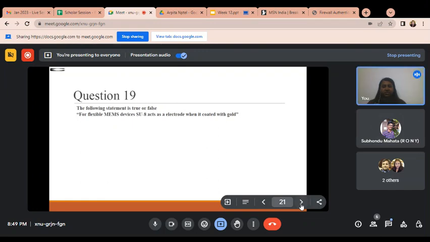And the next question is, is the following statement true or false? For a flexible MEMS device, SU-8 acts as an electrode when coated with gold. So is it true or false? So it is true. The next question is, in technical terms, what is the meaning of ablation and where is it used? Do you know the answer?